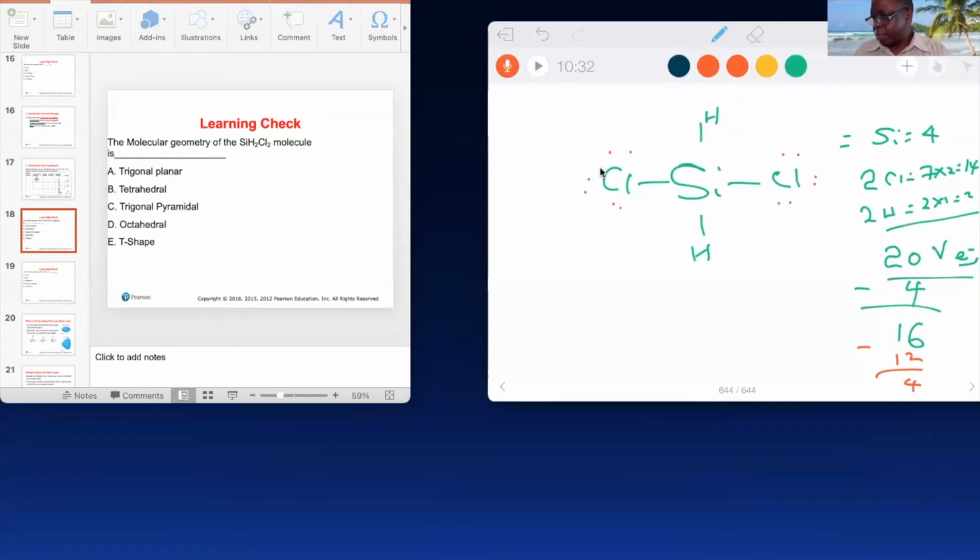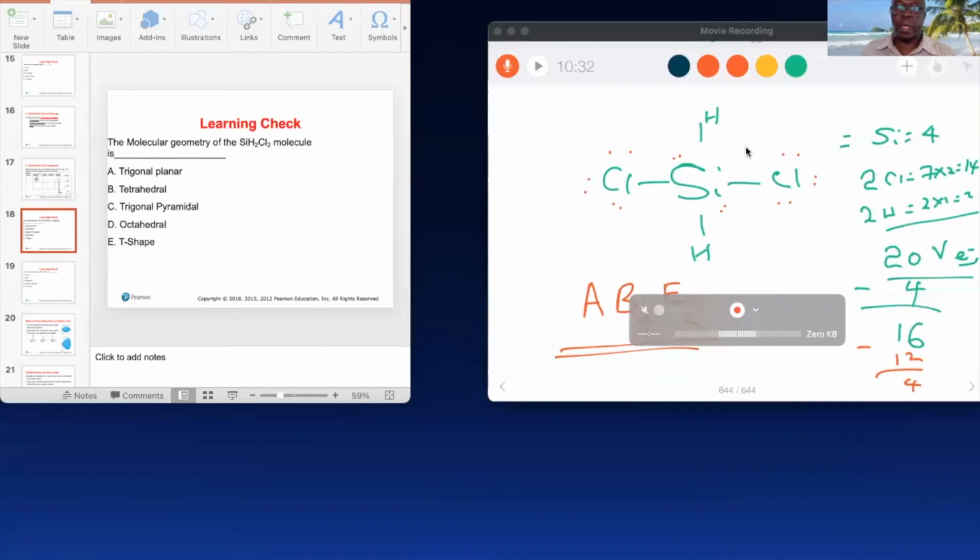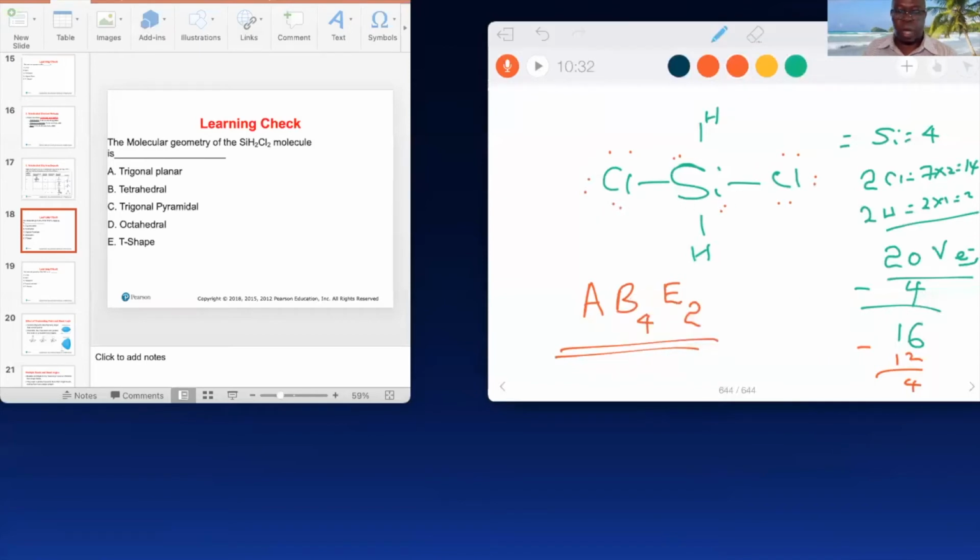So the 4 electrons we put there on silicon, and silicon is in group 2. Now, this is AX4E2. There are 2 lone pairs on the central atom.